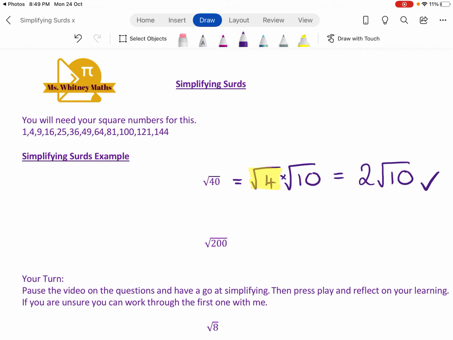For the square root of 200, I know that 100 goes into this. 100 times 2. I can then simplify the square root of 100, because I know that is 10, root 2. Notice how it's important to write them in the correct place, as these two answers are very different, and you've got to make sure you don't misunderstand your answers.